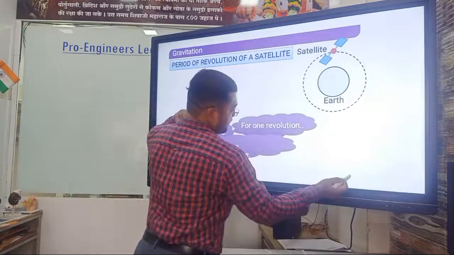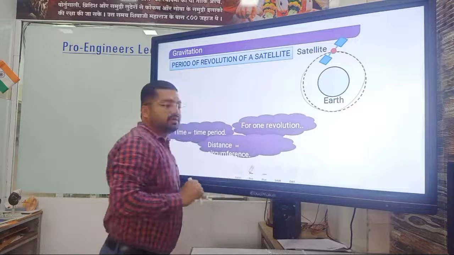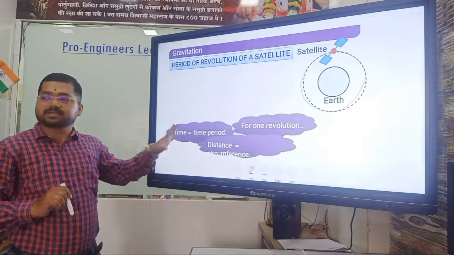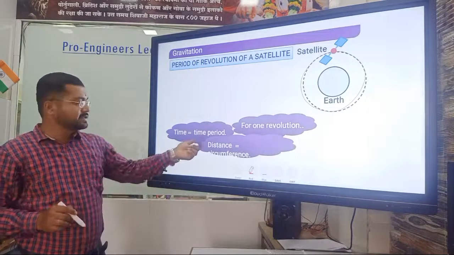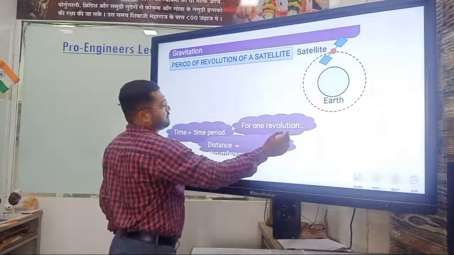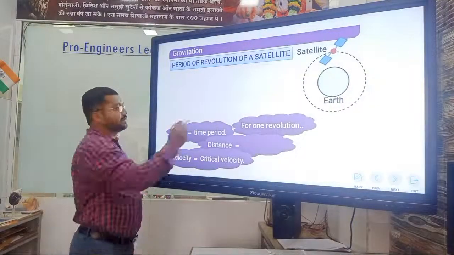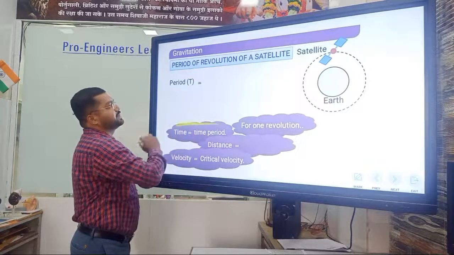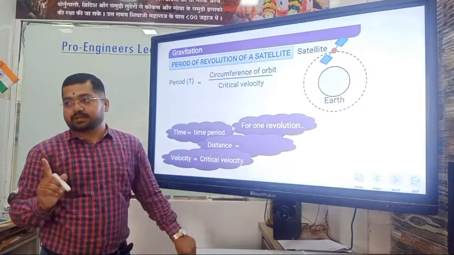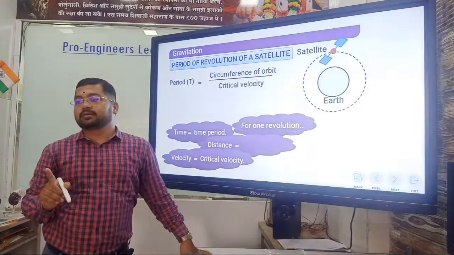How? Because if satellite starts from this point, it has to come on the same point again. So it is one circumference, whatsoever it will revolve. The distance is the circumference of that circular path. And velocity is equal to critical velocity. Pay attention. Period is equal to circumference of orbit upon critical velocity.